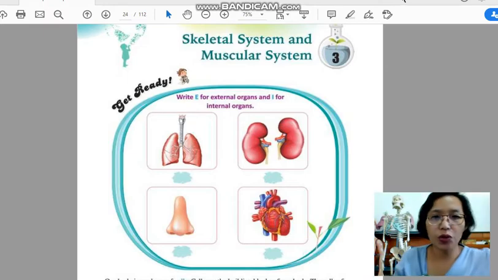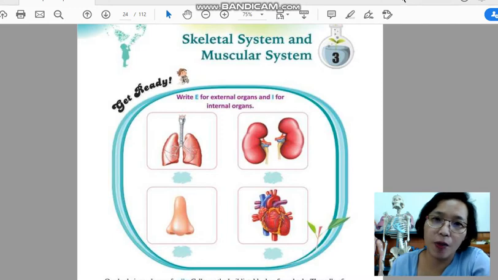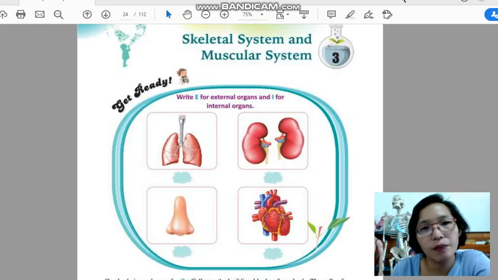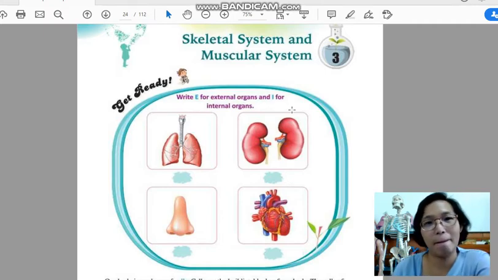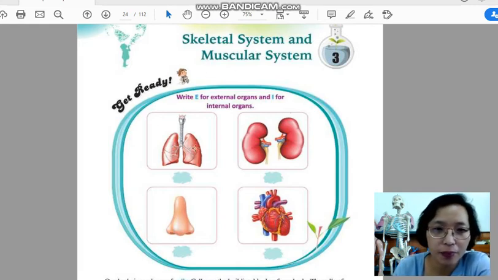Before I go deeper to explain the human body skeletal system and its function, let me ask you about this picture in your book. Please open your book, Science Nature 5, page 24, chapter 3. Are you ready? Let's sit together. Write E for the external organ and I for the internal organ. Do you know this picture? What do we call it?